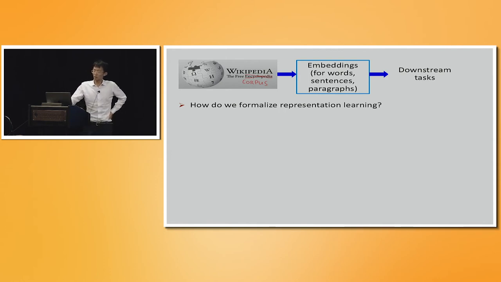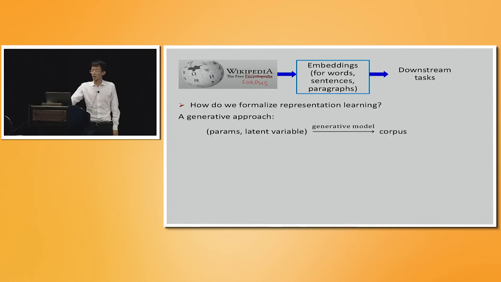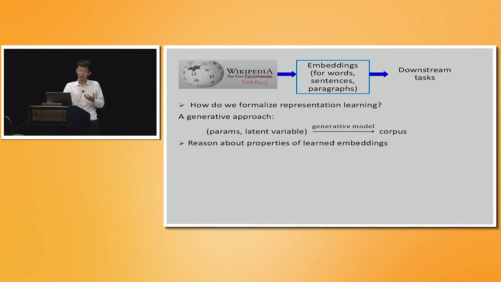One of the formulation questions about representation learning I'm wondering about is, how do we formalize representation learning? How do we have a framework to reason about these kinds of problems and the approaches that we are using? In some recent papers I was involved in, we have a generative approach for studying this. At a very high level, the idea is that you design a generative model for the language. The generative model is a function that maps the parameters and the latent variables to the sentences in the corpus. This is the assumption that you make about the language. And under these assumptions, we can reason about properties of the learned embeddings.